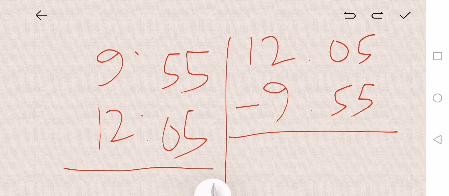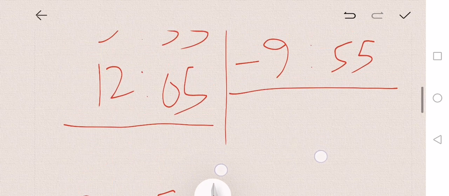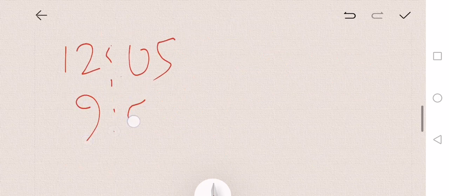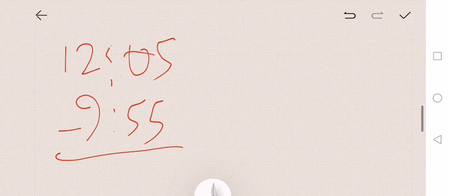So what you have to do in that case, for the 5, you need to add 60. Where is the 60 coming from? It's coming from the hour. So instead of 12:05 and 9:55, that's the math you have to do, but if you do the math like this, it will be incorrect.